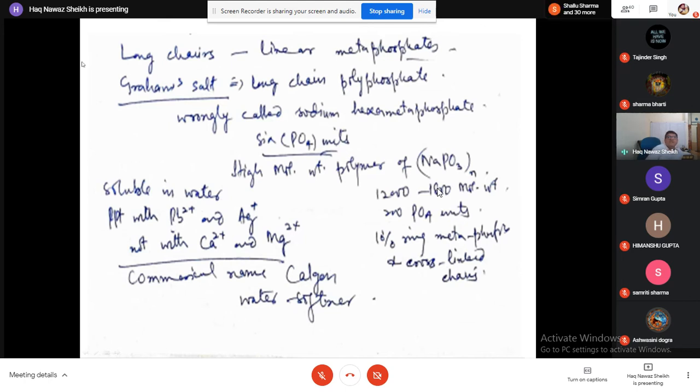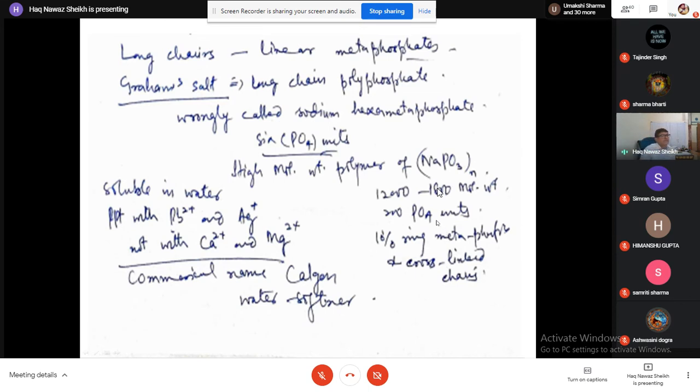So you can have long chains, they can be linear metaphosphates. One example of the long chain polyphosphate is Graham's salt. It's a long chain polyphosphate, wrongly called sodium hexametaphosphate initially. There are 6 units of phosphate units, but it has a high molecular weight of the order of 12,000 to 18,000, and about 200 PO4 units.